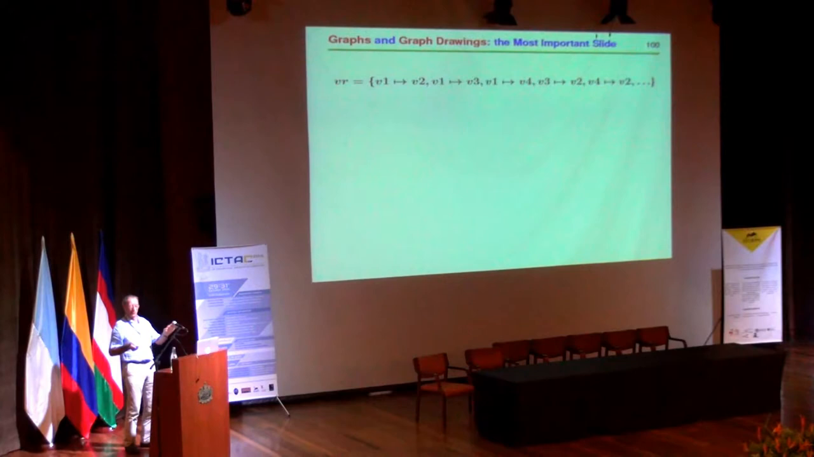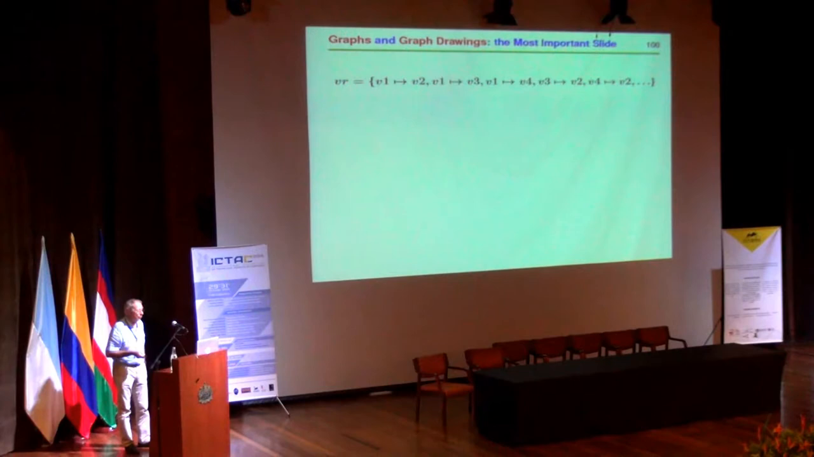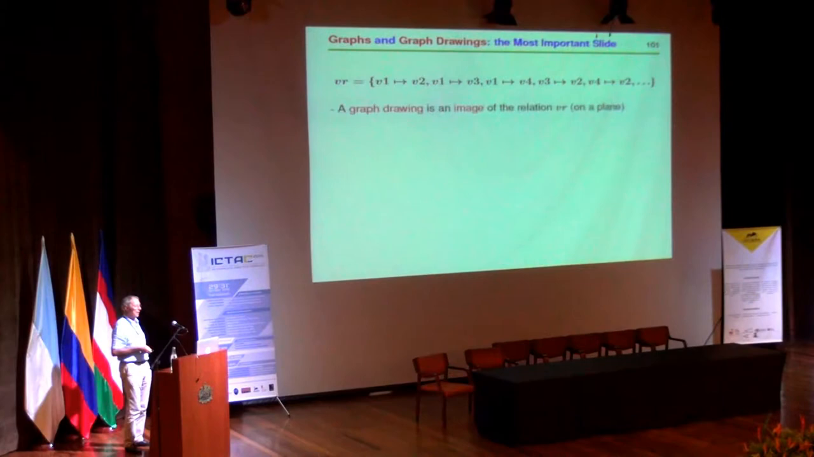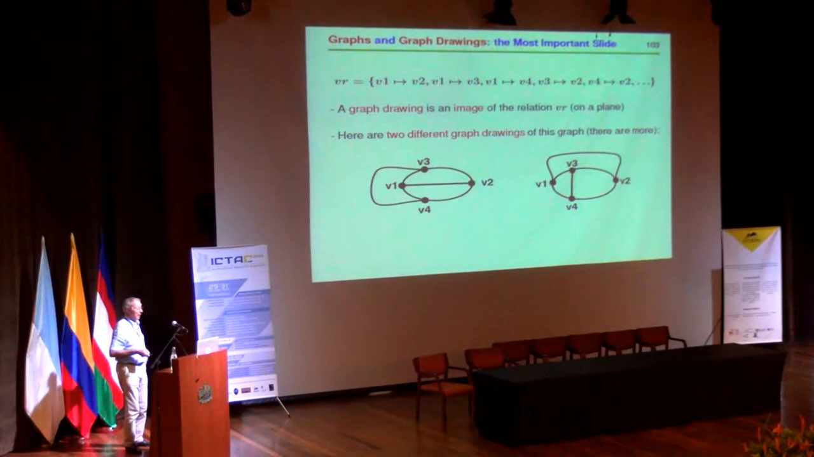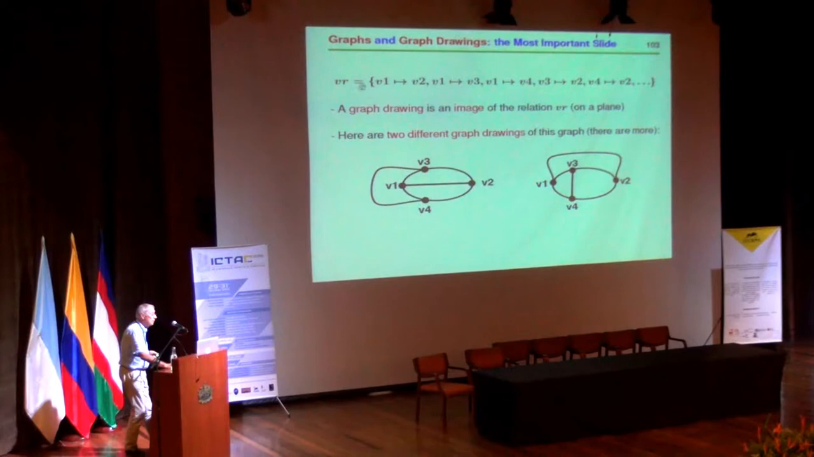So now I'm going to present to you the most important slide of this presentation. Graph and graph drawing. We make the distinction between the two. Here is a graph defined with this relation, and a graph drawing is an image of the relation on a plane. And here are two different graph drawings of this graph. There are more. You can see that the relationship is in both images here.